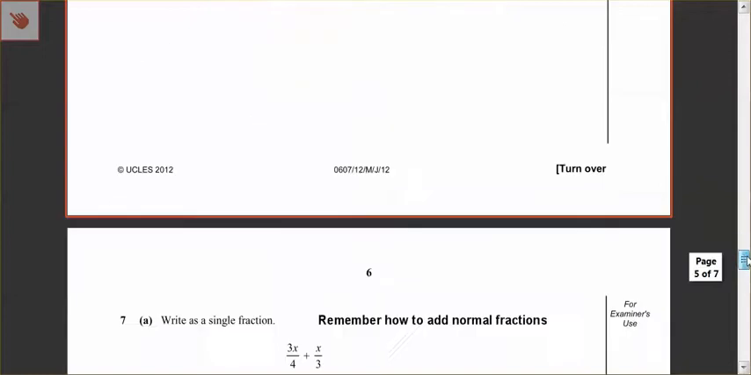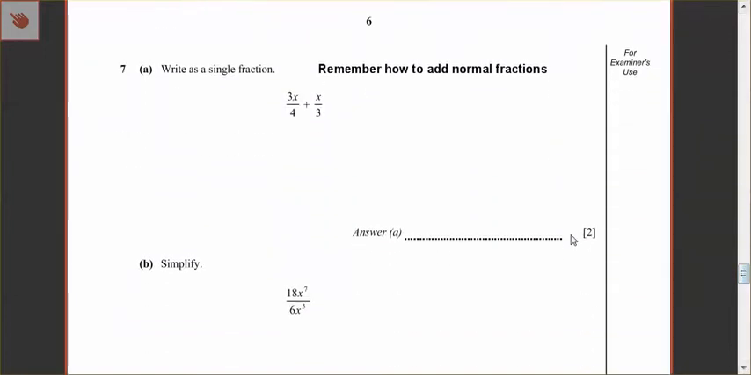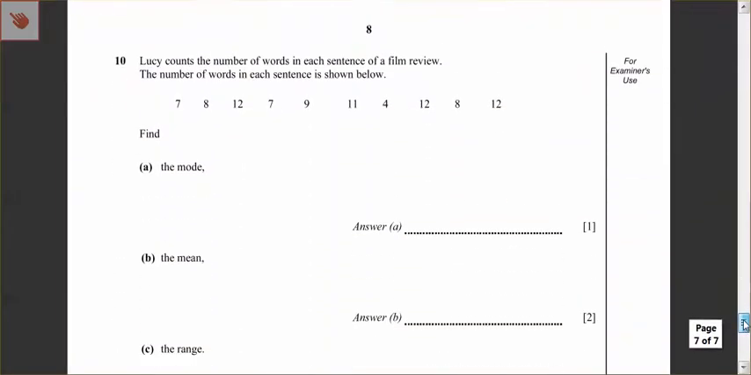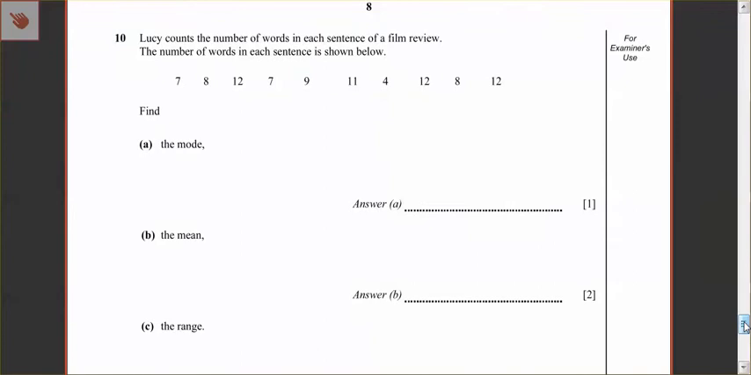Okay, this one we didn't get either, did we? No. We'll come back to it because it didn't appear in your test. Right, now you've done mean, median, mode, range, haven't we? You've done that, okay? The modes then.